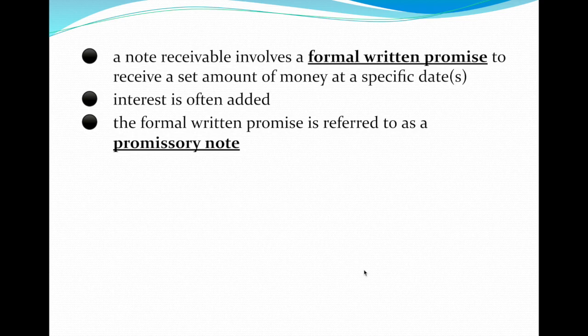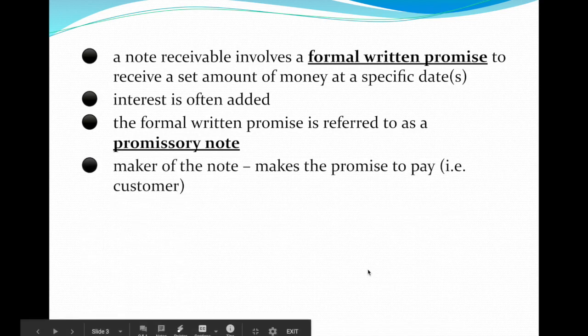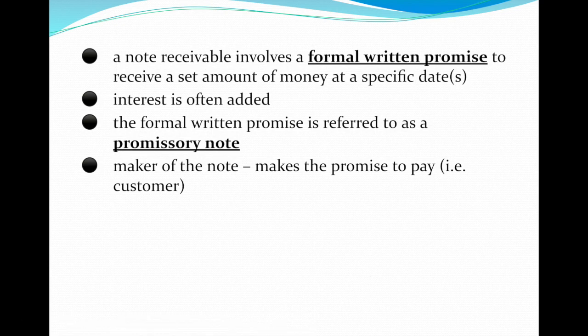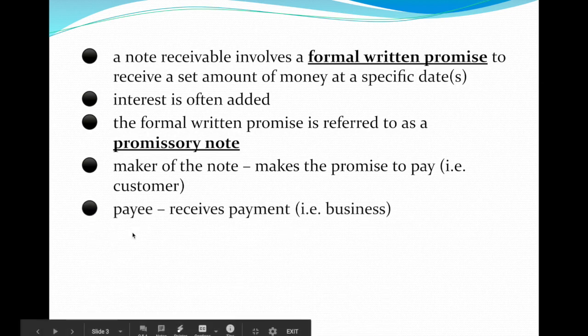And the formal written promise is a legally binding document. I said that it's called a promissory note. The maker of the note is the person who promises to pay. They're the ones who write out the document, so it makes sense that they're called the maker of the note. The payee is the person who receives the payment.